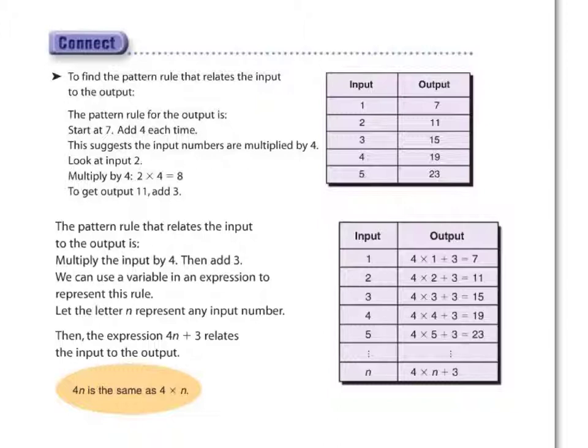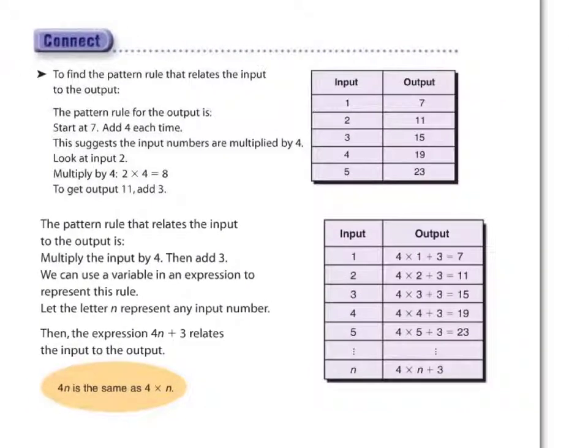All right, so to find a pattern rule that relates the input to the output. Here we see it's going from 1 to 7, 2 to 11, 3 to 15, and so on. If we look at our output to output rule, 7 to 11, 11 to 15, 15 to 19, we know we're adding 4 each time. So let's use that to help us figure out our rule.